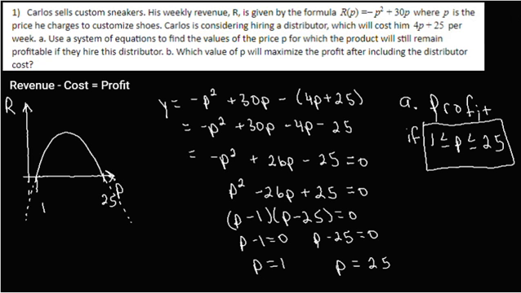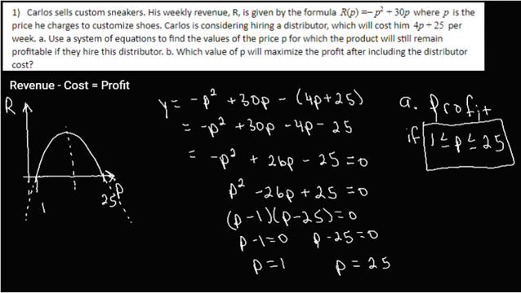The vertex. Where is our vertex? Well, now we're looking at our negative B divided by 2A. Actually, we don't have to do that. We know our maximum is going to be midway in between our two x-intercepts. So from 1 to 25 is a difference of 24. Half of 24 is 12. So our maximum is going to be 12 away from each one of our x-intercepts, or in this case, p-intercepts.